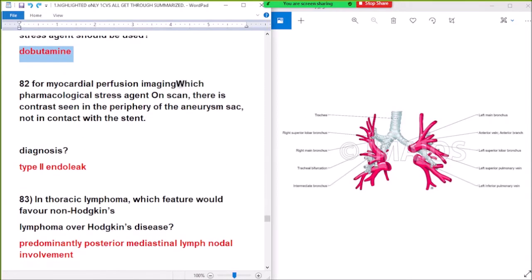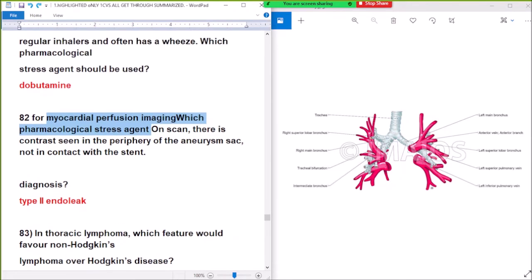Dobutamine. Question 82. Patient comes for myocardial imaging. Which pharmacological stress agent? Dobutamine. Okay. Next one.